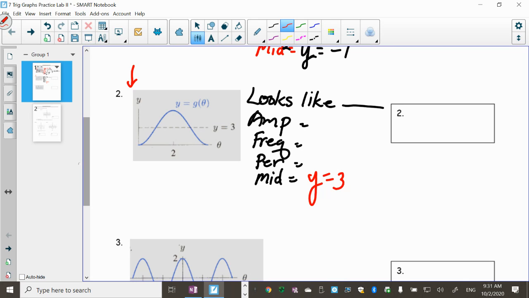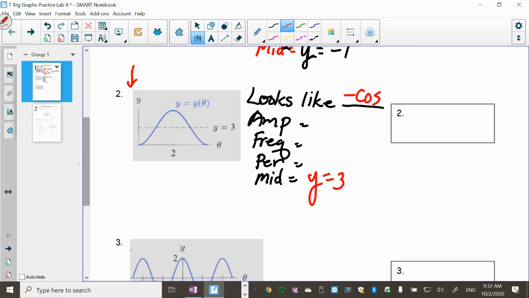It's starting low. I never said that. So this must be what? Negative cosine because it's been inverted, right? See what I'm saying? So you look at the y-axis and say, what's going on? Because I'm not going to give you any with shifts, I promise you, okay?